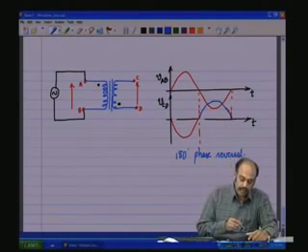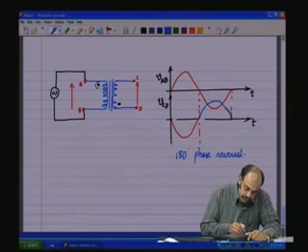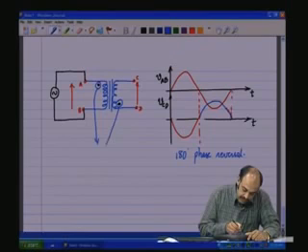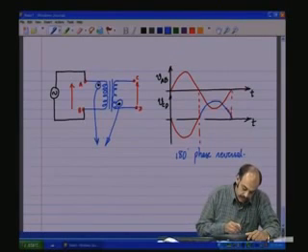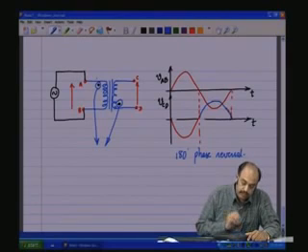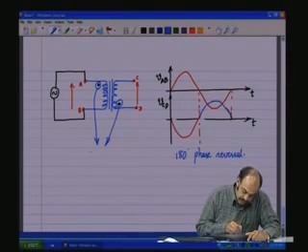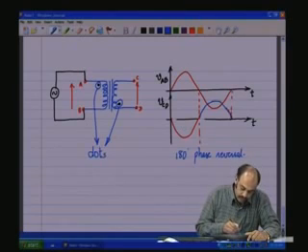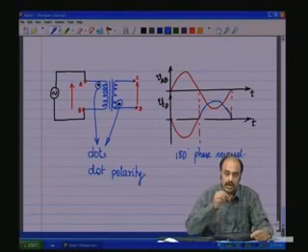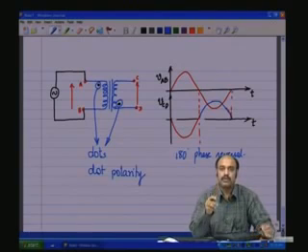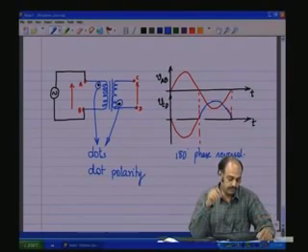So, dot polarities are crucial to indicate the phase relationship between the primary and the secondary. The phase relationship between the primary and the secondary is represented by the dots, called the dot polarity. So, the dotted portions are supposed to be in phase.